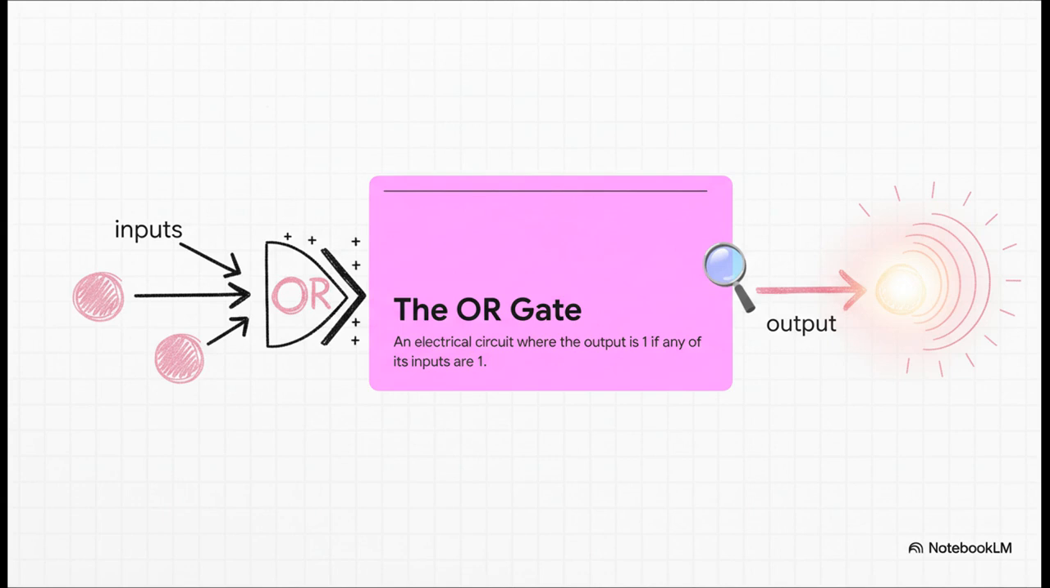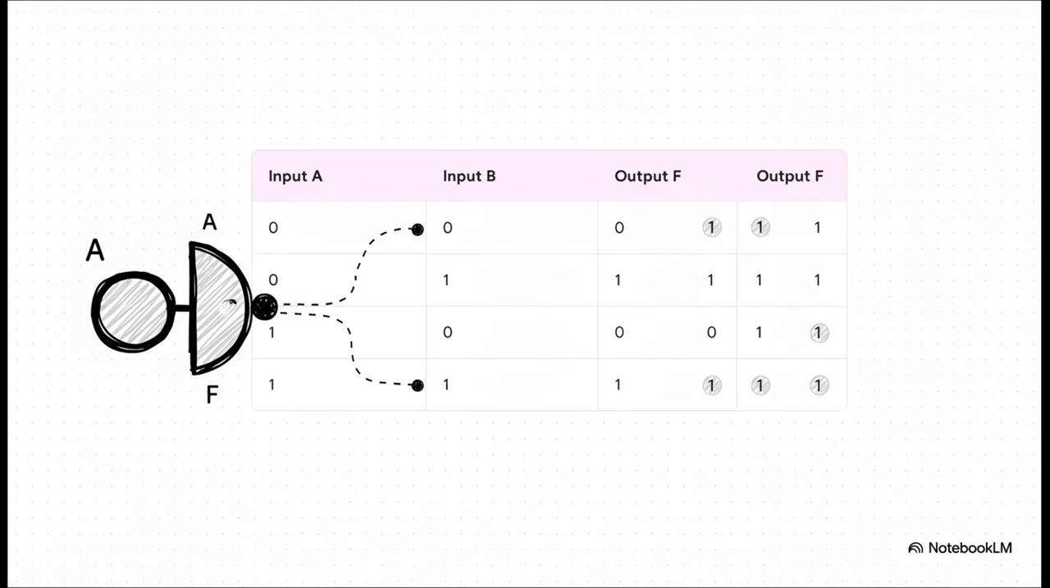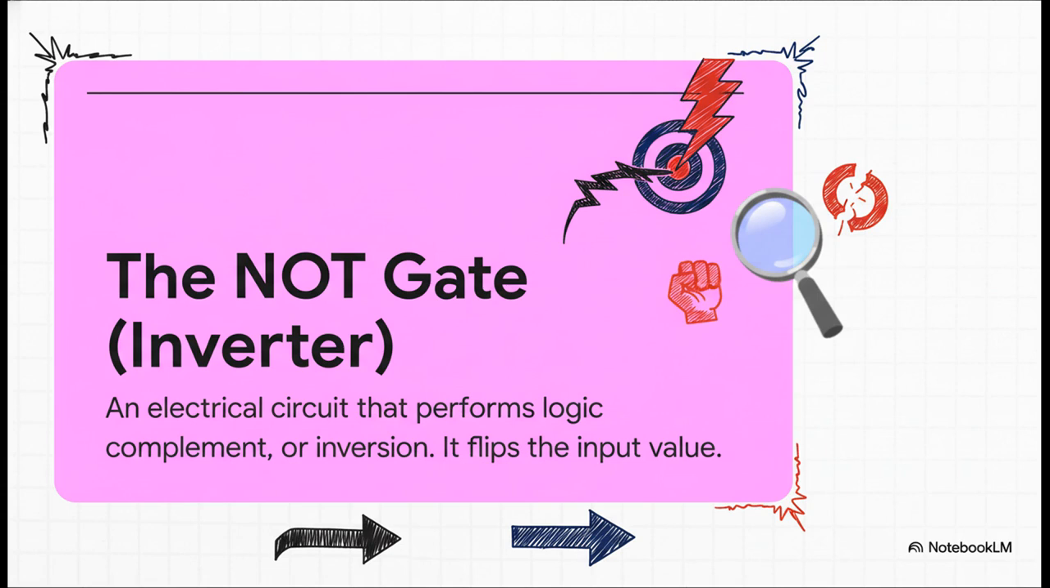Now the OR gate is way more relaxed. Either of its inputs can flip the switch to on. Yep, check it out. If A or B is a 1, the output is a 1. Easy, right? Then we've got the NOT gate. I like to call it the opposite gate. It just flips whatever you give it.